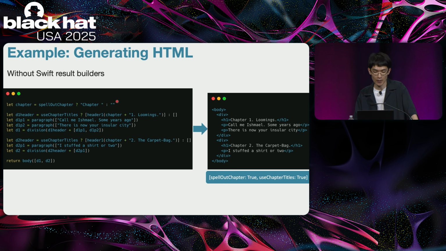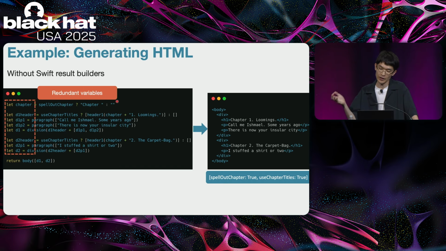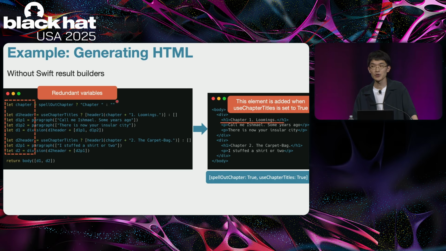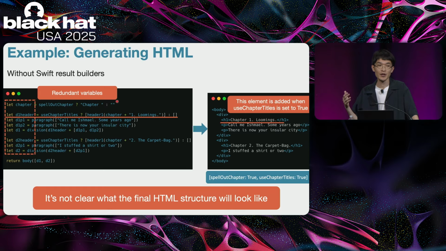Let's look at a simple example of Swift result builder, generating HTML. If you try to generate HTML dynamically in plain Swift, you'd end up with very verbose code, declaring intermediate variables for each element, nesting them manually, and so on. In this example, we want to add a specific H1 element only if the use chapter titles variable is set to true. To describe this, we assign a variable, h1 header, depending on the use chapter titles variable. It contains a lot of unnecessary detail. Just by looking at the code, it's hard to tell what the final HTML structure will be.